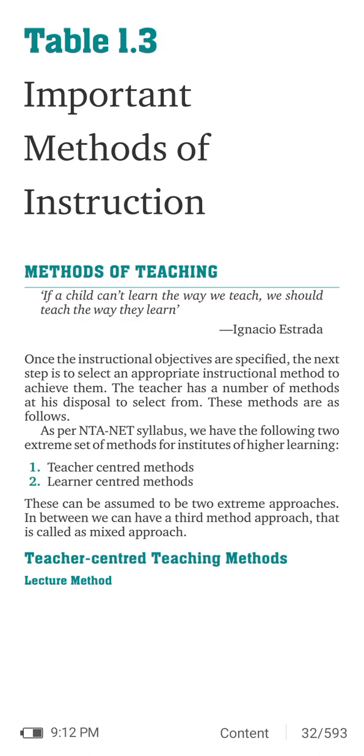If a child can't learn the way we teach, we should teach the way they learn. And I think this is a very important principle. It's not like if a child can't learn the way we teach, we should give up. It's not like that. We need to teach that child the way they learn. So once the instructional objectives are specified, the next step is to select an appropriate instructional method to achieve them.